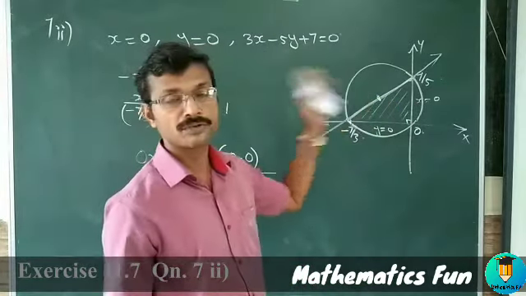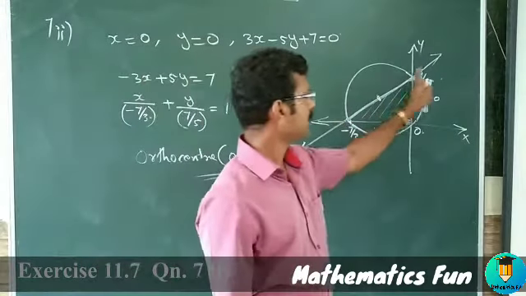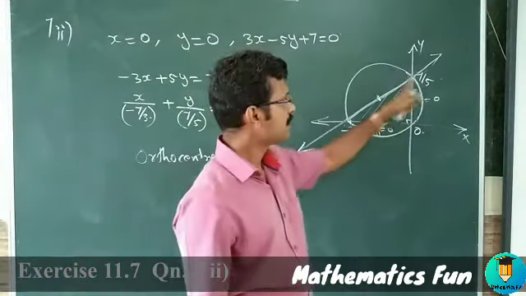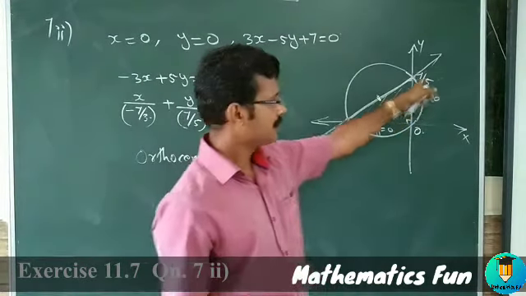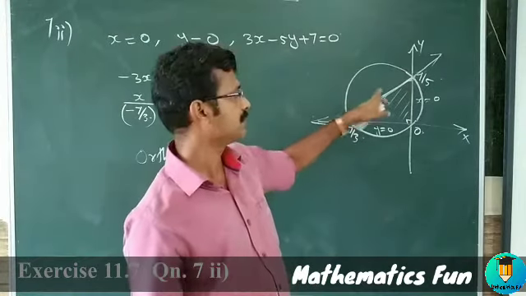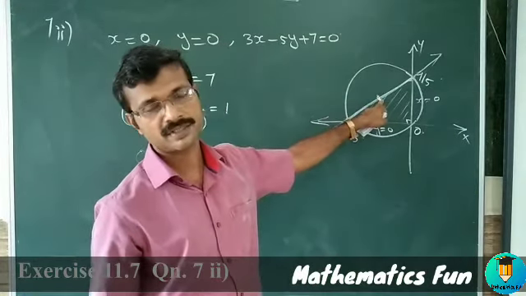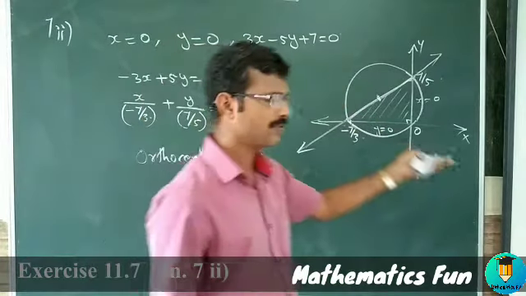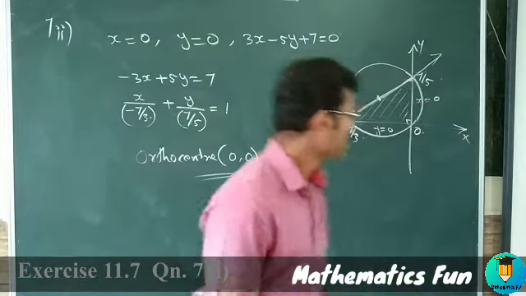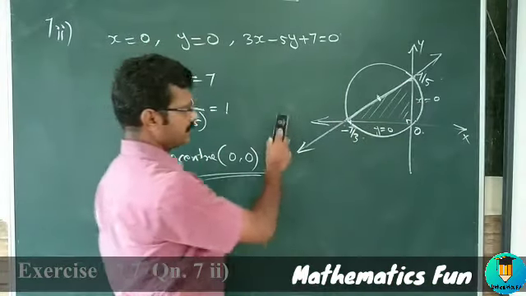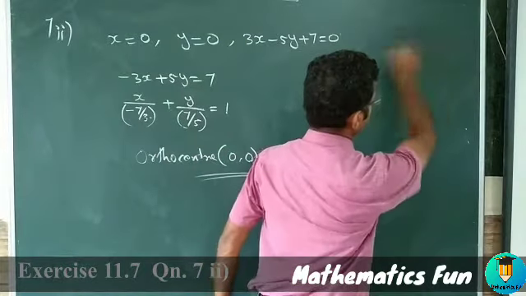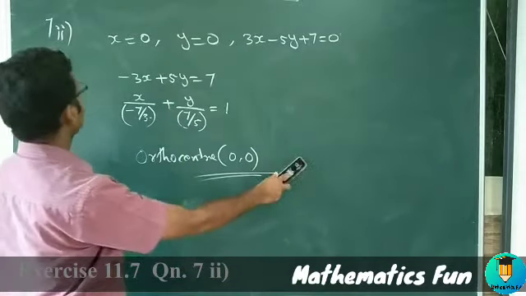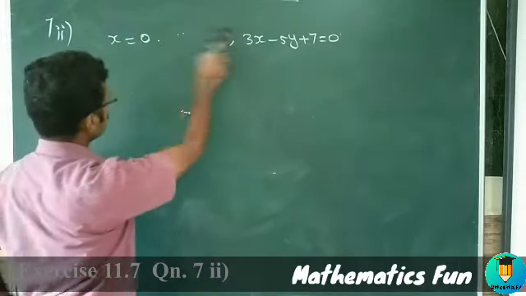Now how to find the midpoint? You know the midpoint formula. This point is minus 7 by 3, 0 and this is 0, 7 by 5. If you apply the midpoint formula along this line, you can find the center of the circle, that is the circumcenter. So they can ask for the circumcenter also. Like this, they can ask many more things. We will come across such situations in the coming exercise. For the time being we did the orthocenter, and even the circumcenter. So this is that question, 7-second part.